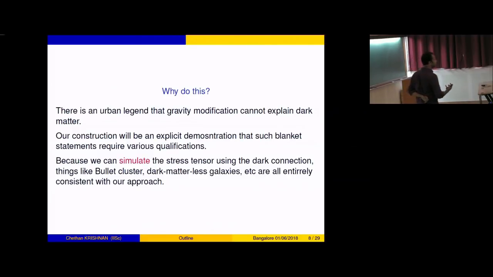So even though it is superficially part of gravity, it is somehow like matter. So in principle, the connection, as long as it is a field in the theory, can act as matter, and so we can get out of this. And dark matterless galaxies are this.